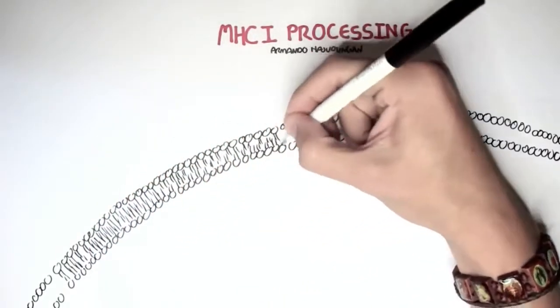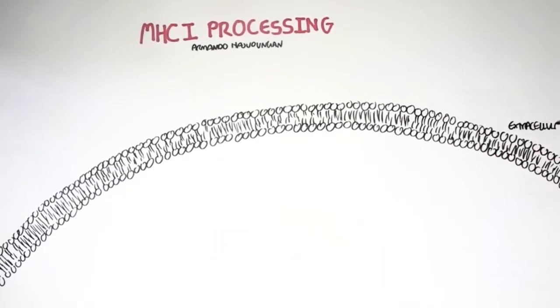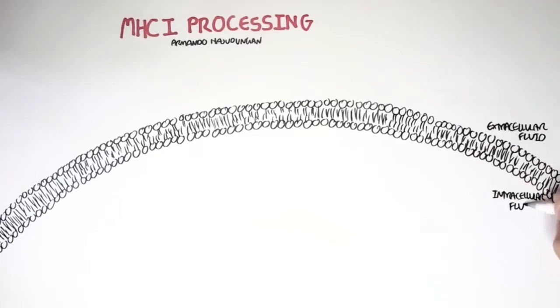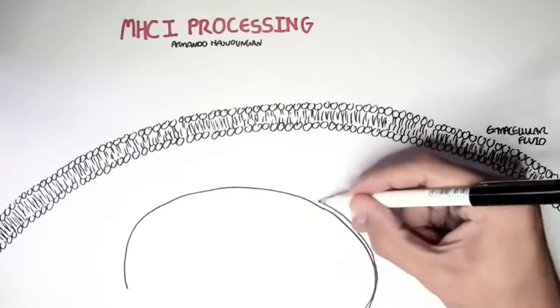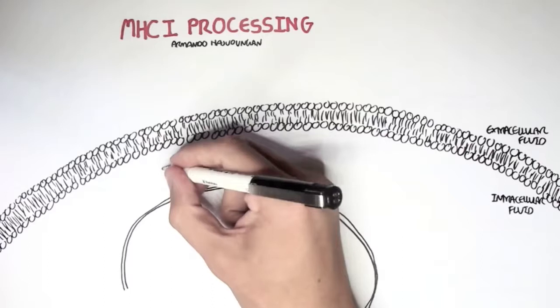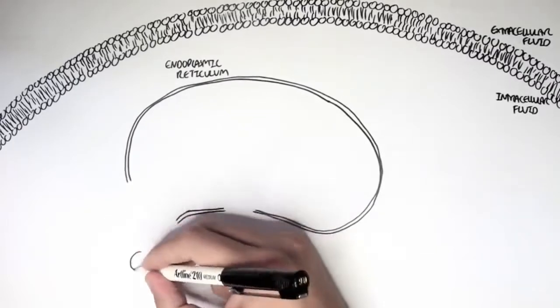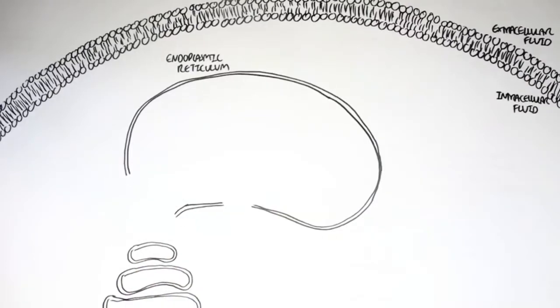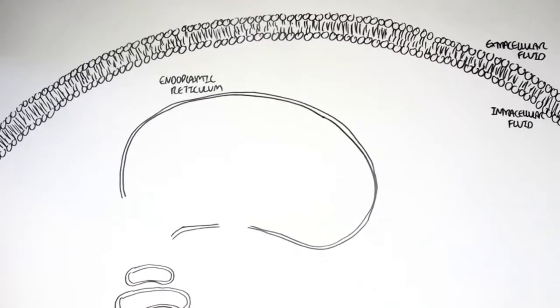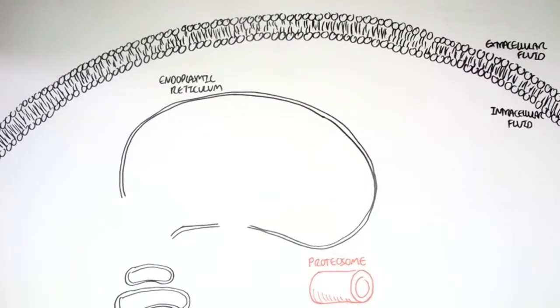So we begin here by drawing the cell. It can be any nucleated cell. Here we have the extracellular fluid, and here we have the intracellular fluid. Some important components within the cell that we have to know is that we have an endoplasmic reticulum, specifically the rough endoplasmic reticulum. And of course, the rough endoplasmic reticulum is close to the nucleus, which I have not drawn. But just know that we have an endoplasmic reticulum. Further, we also have the Golgi apparatus, which is important in the MHC1 processing. And lastly, we have an important complex known as the proteasome. Now, the proteasome is within the cytoplasm and it has important functions, which we'll talk about soon.